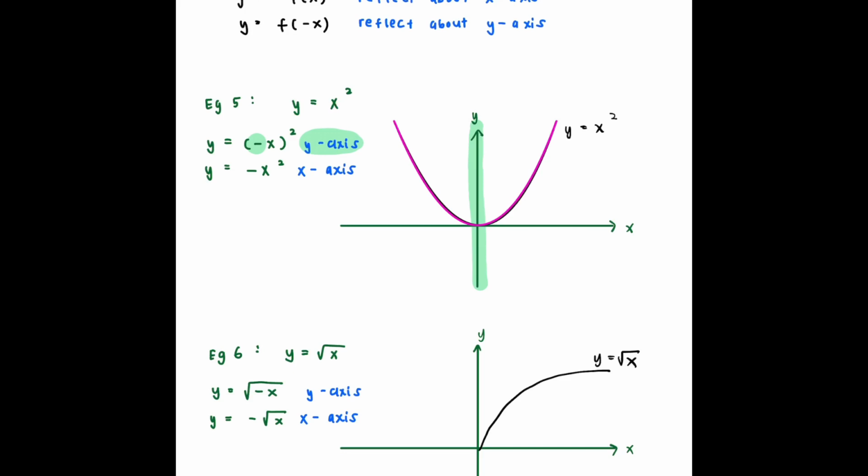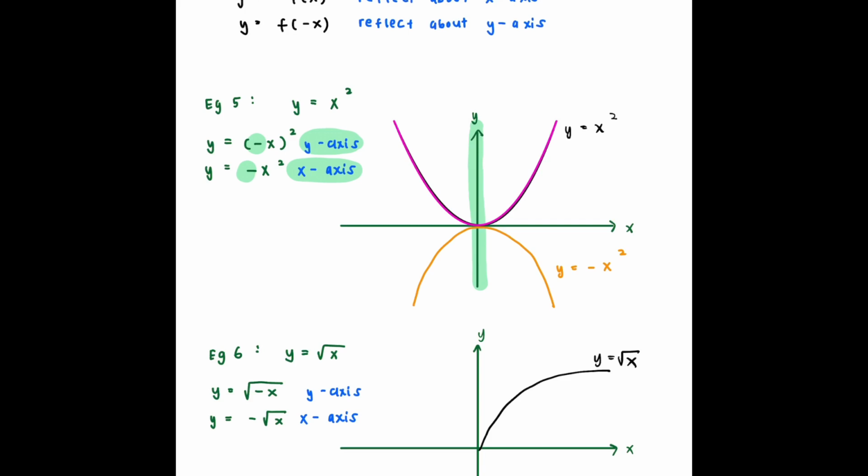But if your negative is outside the function, which is you have negative x squared, your graph will reflect about the x-axis. The original graph is facing upward. So the reflection will be facing downward. That is your graph of y equals negative x squared.